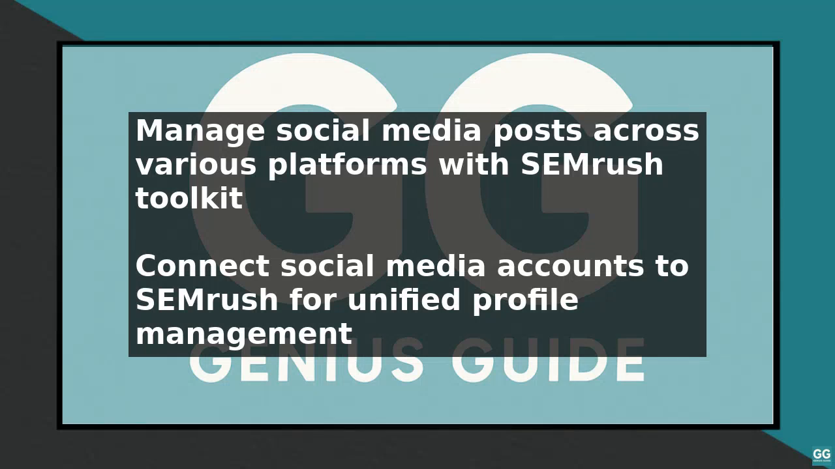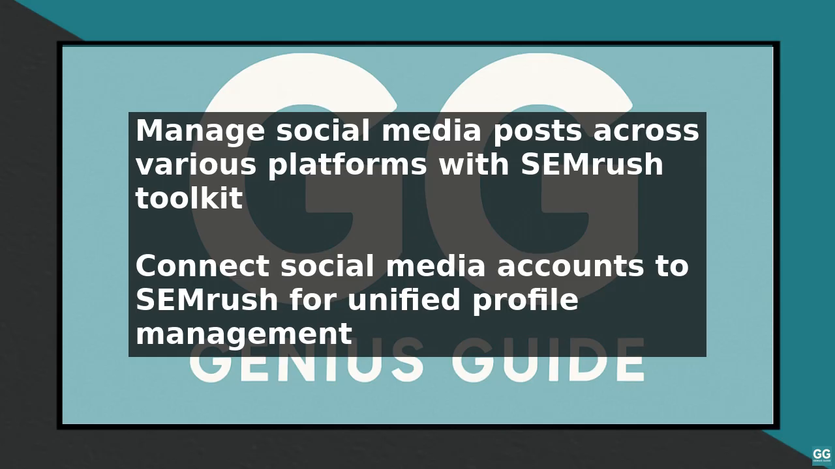To schedule with Semrush Social Media Toolkit, start by logging into your Semrush account and navigating to the Social Media Toolkit section. This is a comprehensive platform that helps you manage and schedule your social media posts across various platforms. First, connect your social media accounts to Semrush by clicking on the Add Profile button and following the prompts to authenticate your accounts. This will allow you to manage all your social media profiles from one place.